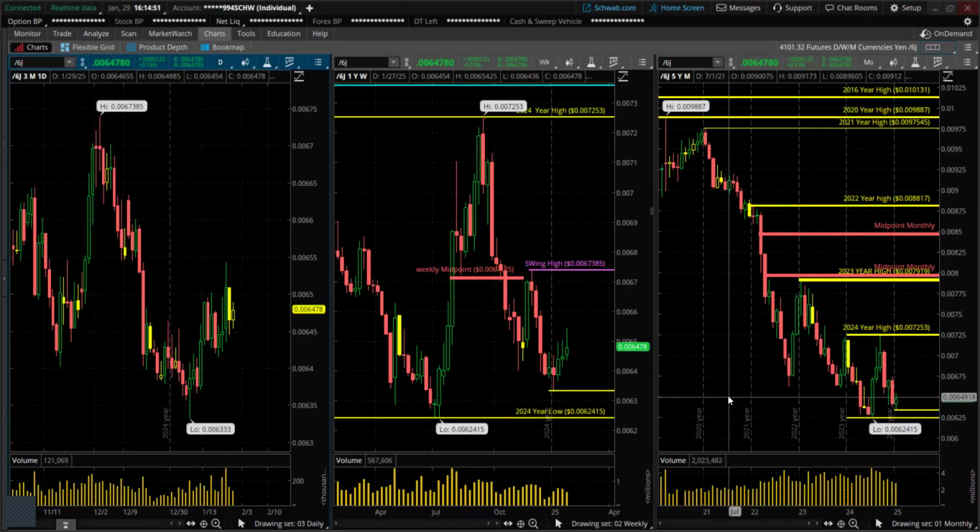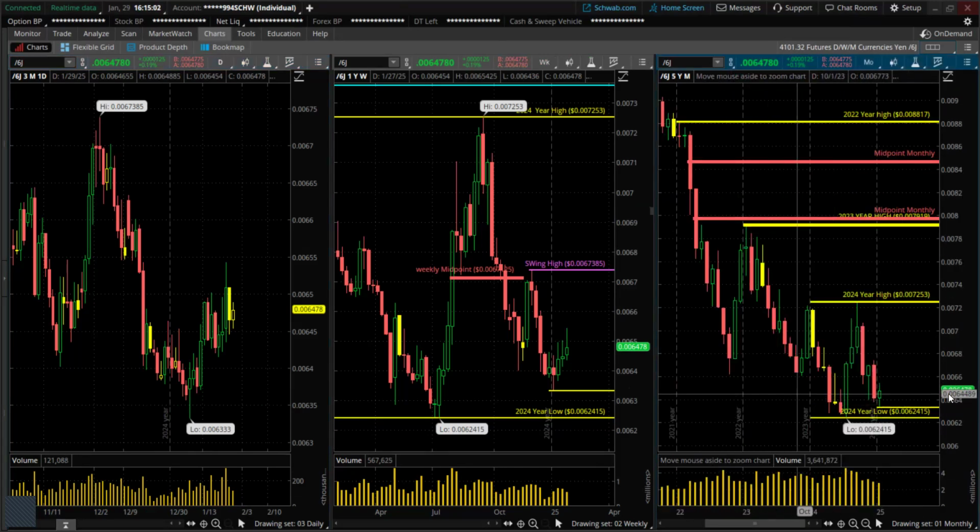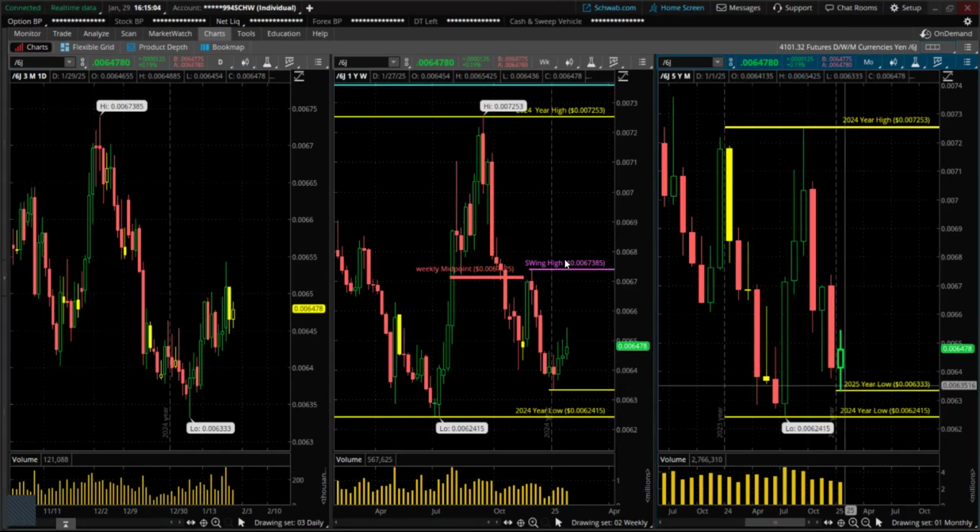Japanese yen. Second largest currency in the US dollar index. Okay, here in the monthly, the far right. Right off the bat, see the green candle, lower high, lower low. Took out prior month. But look how small the trading range is.